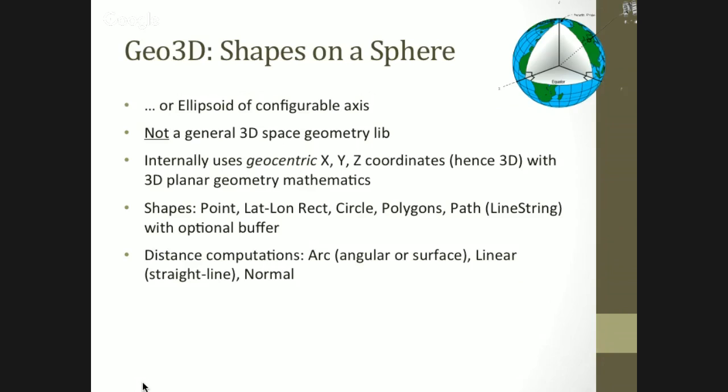So we have points, lat/lon rectangles, circles, polygons, remember, on the surface of a sphere or ellipsoid, and paths, buffered paths. Very cool. And interesting distance computations as well. So you could do the point to the edge of the shape on the surface of a sphere as well. And there are multiple ways to do it, driven by trade-offs between actual spherical distance versus a faster, approximate, and usually good enough way.